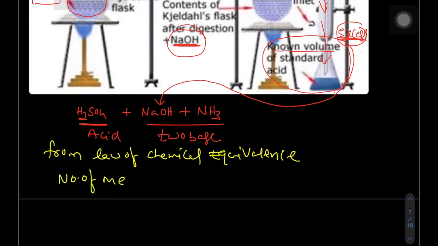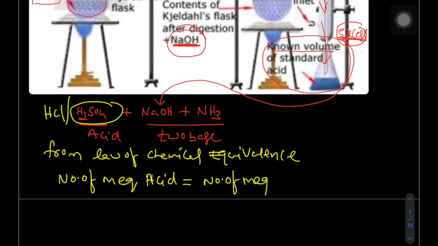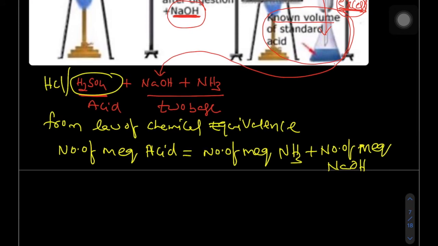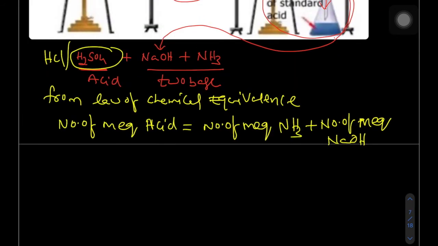So here I am writing number of milli equivalents of acid. We don't know whether sulfuric acid is there or hydrochloric acid is there. That's why I am writing acid will be equal to what? Number of milli equivalents of ammonia plus another base, number of milli equivalents of NaOH. Are you getting my point?